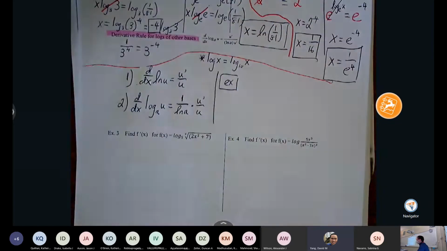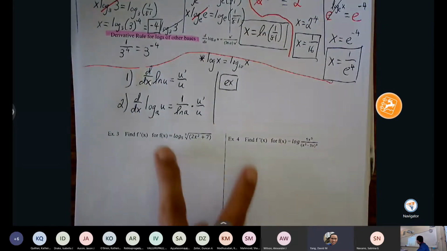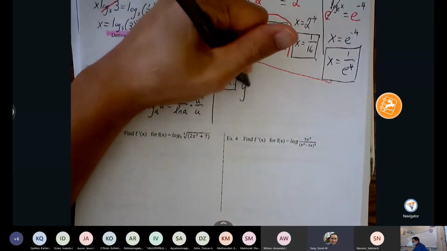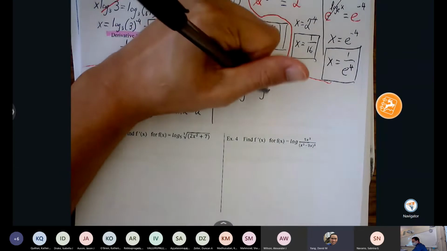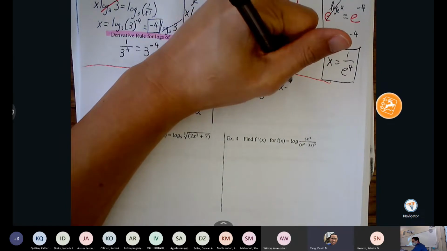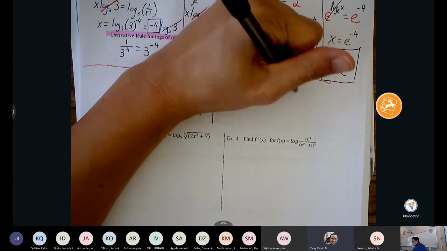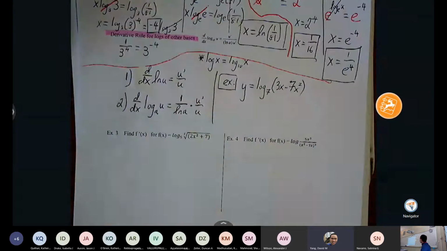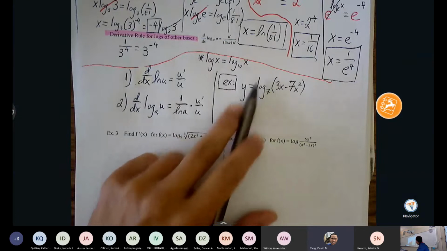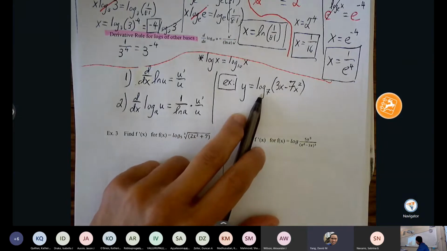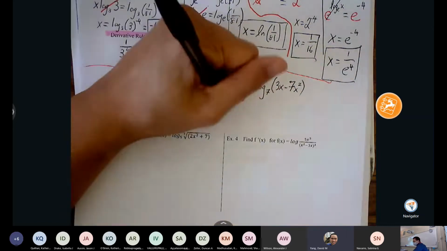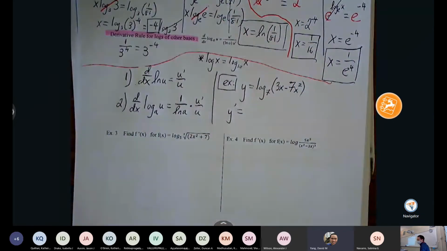Okay, so let me do a quick example, and then we can look at some that are a little bit more involved. Let's say I have y equals log base 7 of 3x minus 7x squared. Okay, not natural log, not base e, but it is a log expression, and it looks like it's going to match up nicely with this rule. So let's just see what the rule says and follow that.